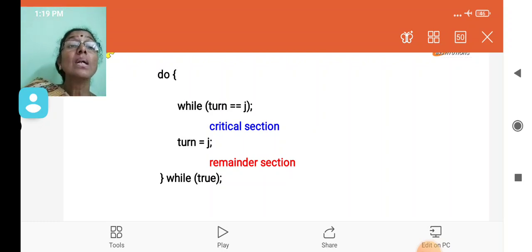So what does turn is equal to j being false mean? It means turn is equal to i, so the process i enters the critical section. Once the process enters the critical section, it gives the turn to the next waiting process to enter the critical section. That's why the turn value is equal to j. After completing the critical section, the turn is equal to j, which means the process has given the turn to j, comes out from the critical section and goes to the remainder section.